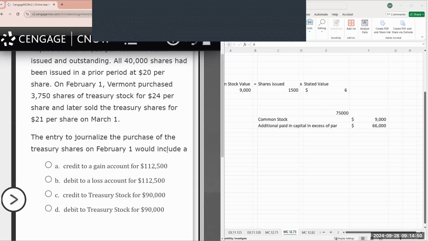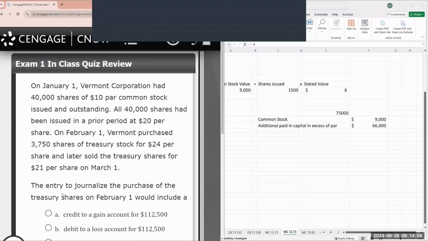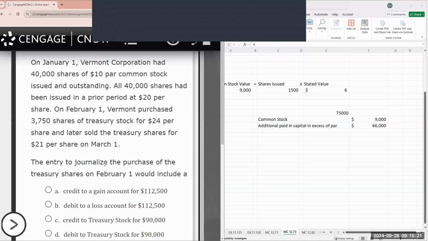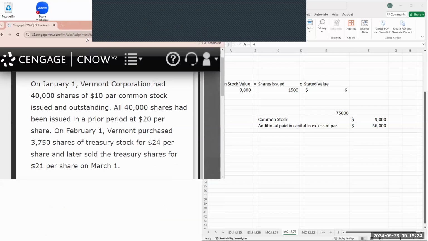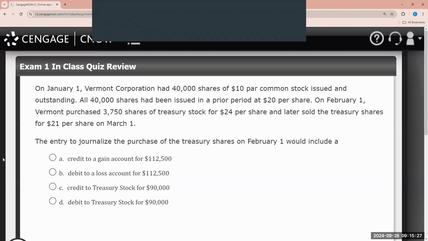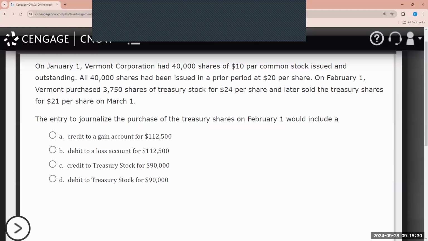This brings us to this next problem. The entry to journalize the purchase of the Treasury shares on February 1st would include. On January 1st, Vermont Corporation had 40,000 shares of $10 par common stock issued and outstanding. All 40,000 shares had been issued in a prior period at $20 per share. On February 1st, Vermont purchased 3,750 shares of Treasury stock for $24 per share and later sold the Treasury shares for $21 per share on March 1st. So the entry to journalize the purchase of the Treasury shares would include.